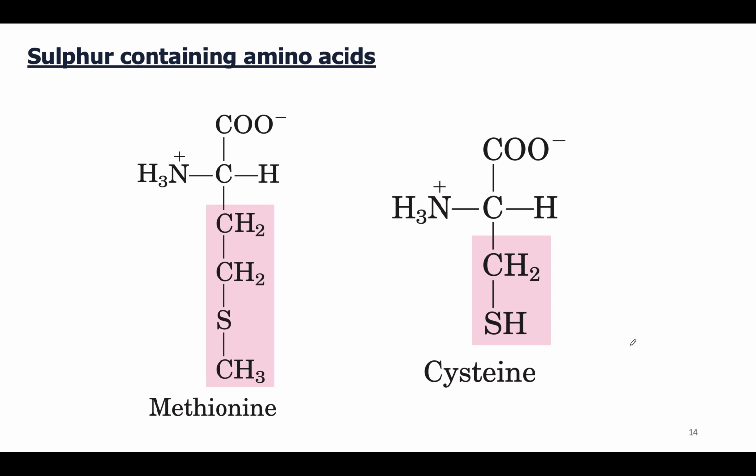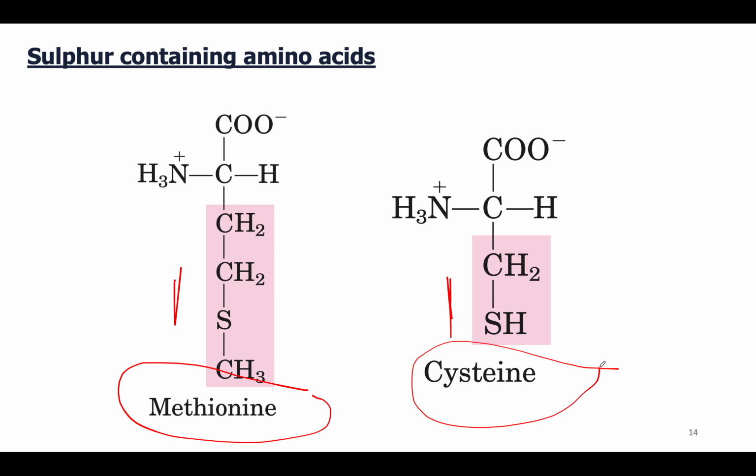Next, we come to the last part of this first set of slides, sulfur-containing amino acids. Generally, when we talk about amino acids, we have carbon, hydrogen, nitrogen, and oxygen present, but there are 2 amino acids that have sulfur present in them. And of course, this sulfur is present in the side chain. The 2 amino acids are methionine and cysteine.